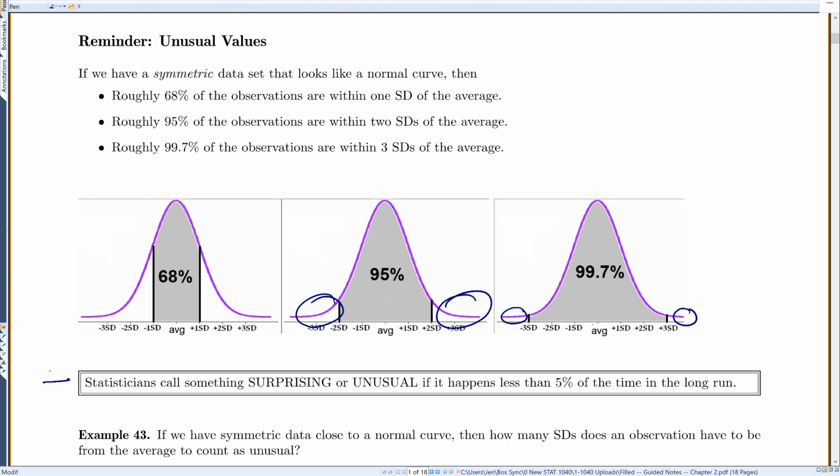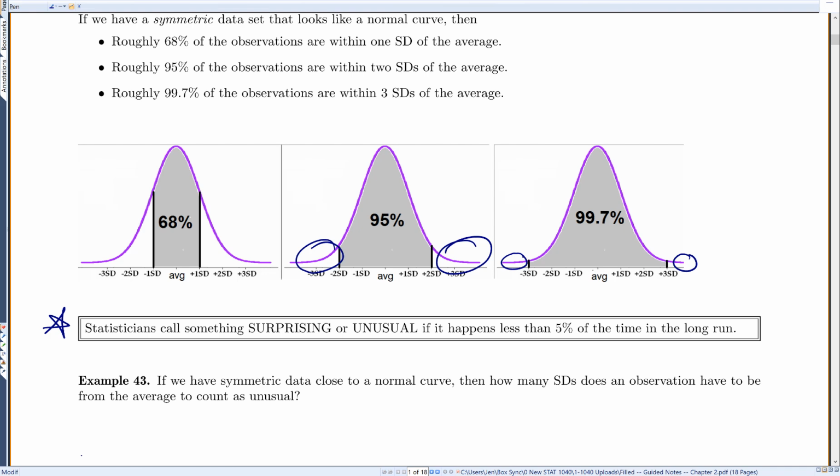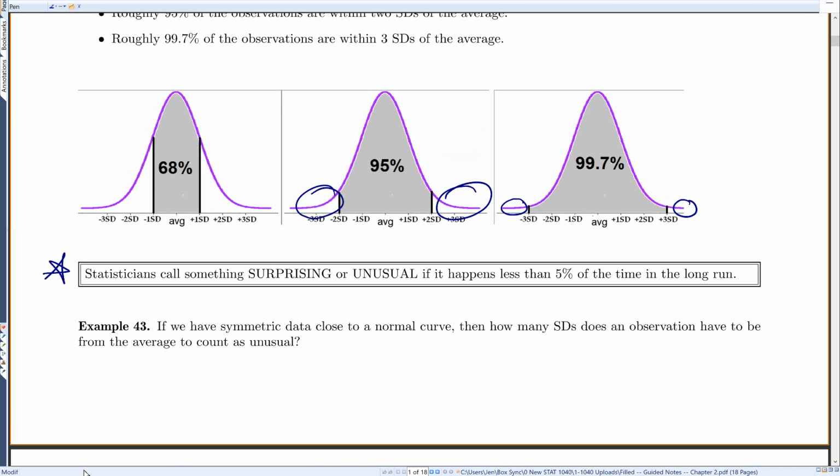Okay, but the thing that you need to remember for everything in this class is that we're going to call something surprising or unusual if it happens less than 5% of the time in the long run. So if we have symmetric data close to a normal curve, how many standard deviations do we have to be from the average to count as unusual? Well, 2 standard deviations. Because it says if it happens less than 5% of the time, so less than 5% of the time would be this, 2 standard deviations away.